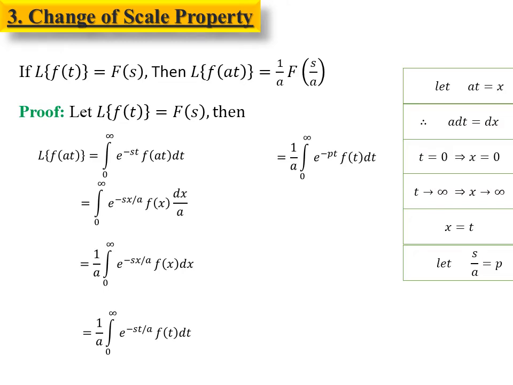Now you can compare with the formula of Laplace transform. In the place of e to the power minus st f(t) dt, we have kept here p e to the power minus pt. So this is 1 upon a f of p, and as you know, p is s upon a, so it is 1 upon a f of s upon a. Thus we get the result in the form of change of scale property.